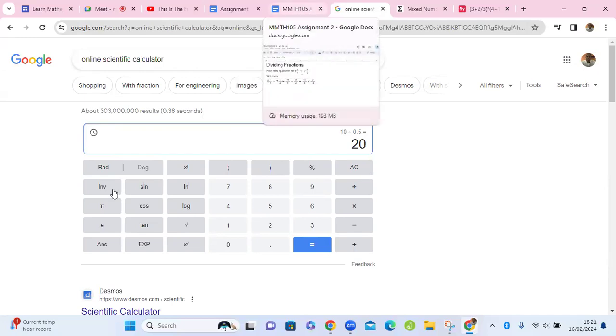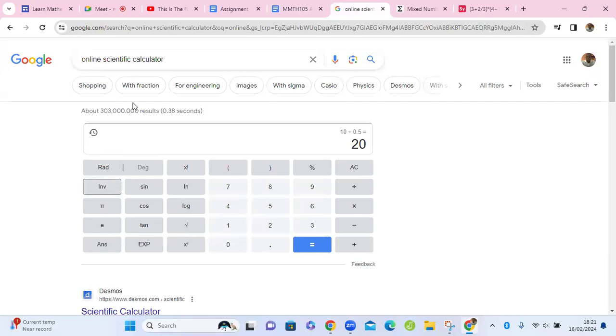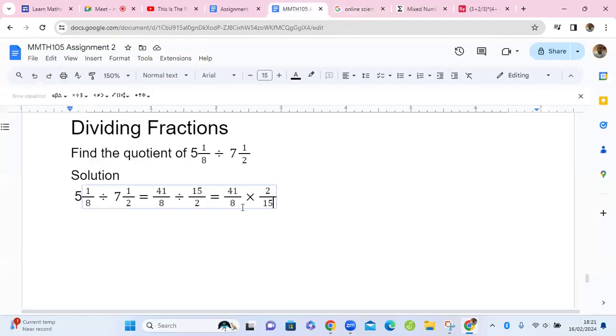So when you are dividing fractions, you change and you flip. Dividing by 15 over 2 is the same as multiplying by 2 over 15. Dividing by a quarter is the same as multiplying by 4. So therefore now, with multiplication, you multiply straight across.